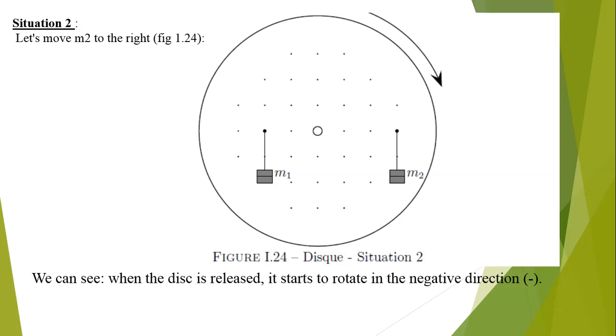In the second situation, when we displace M2 from its initial position to this position, in fact, we increase the distance between the weight of M2 and the axis of rotation delta. In this case, the disk rotates.